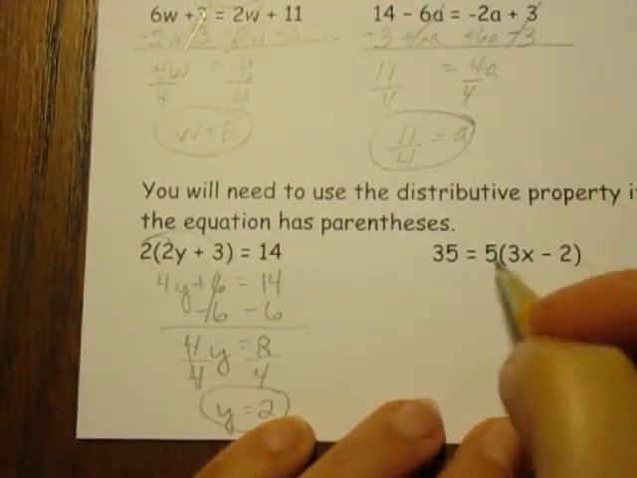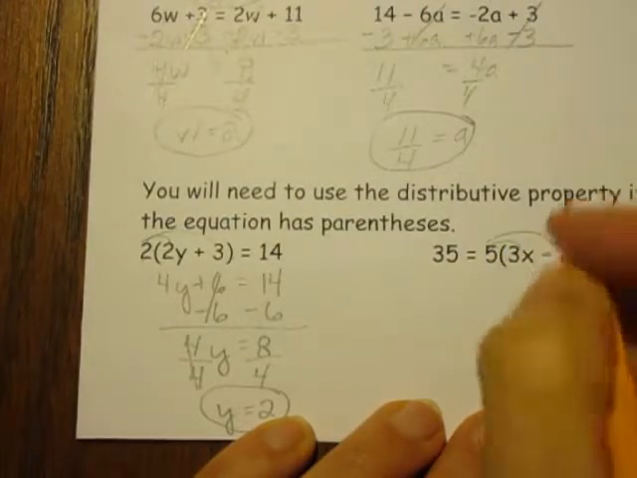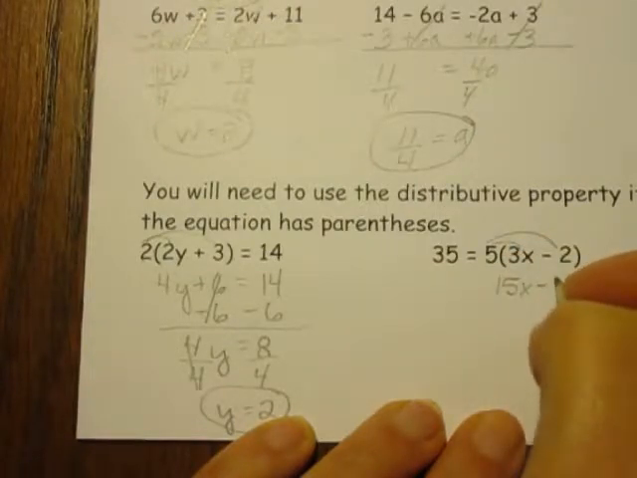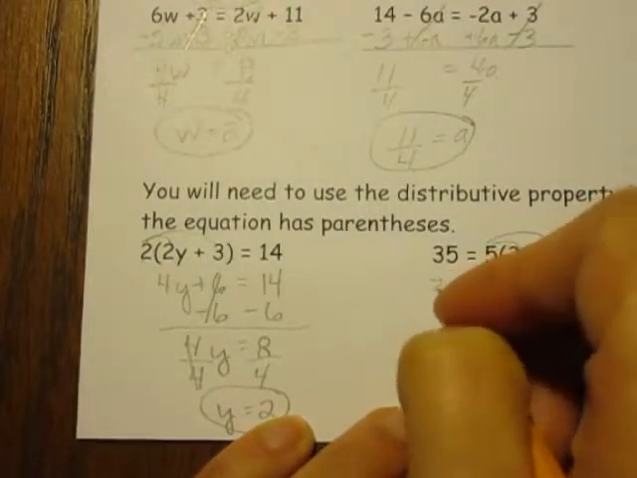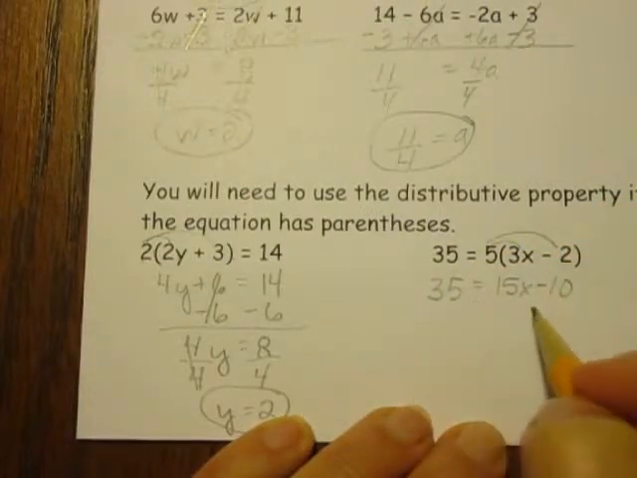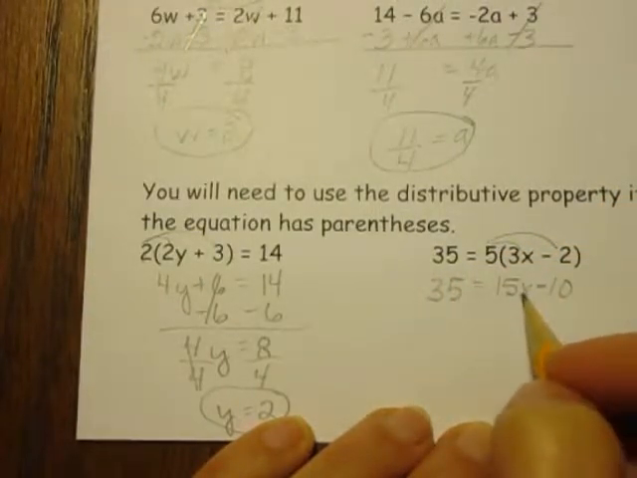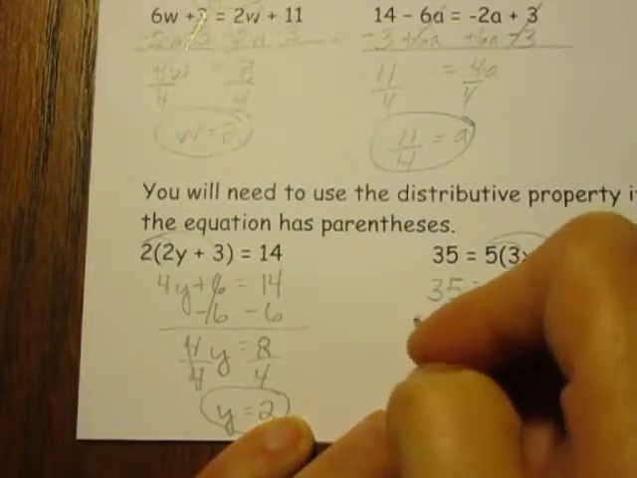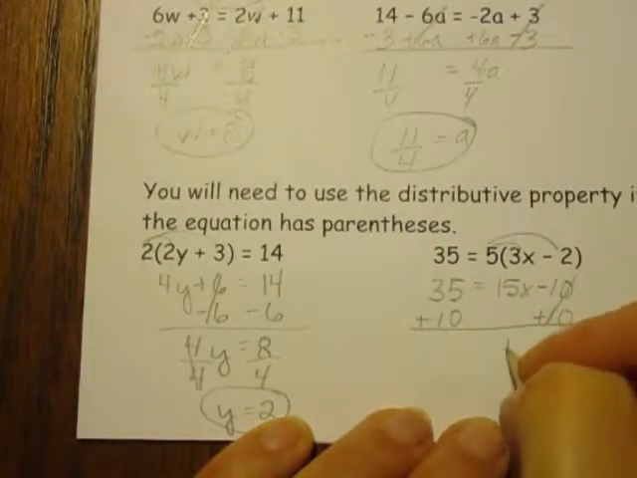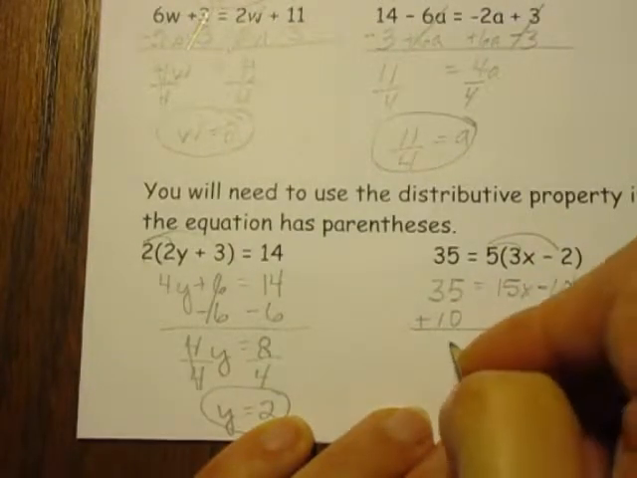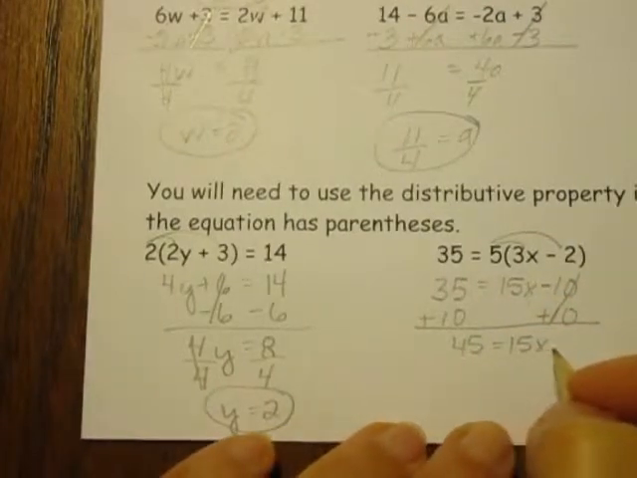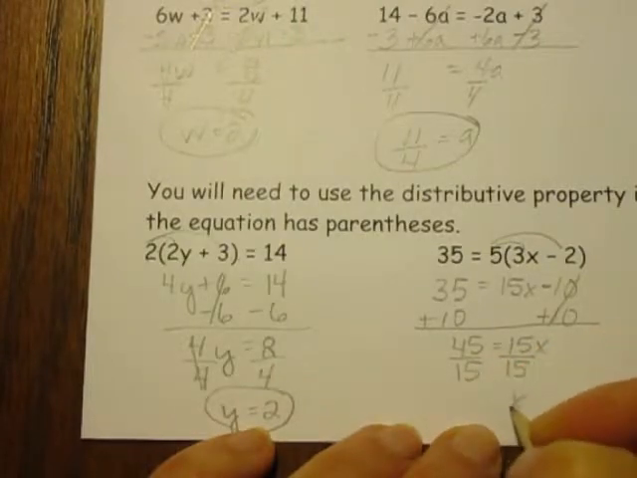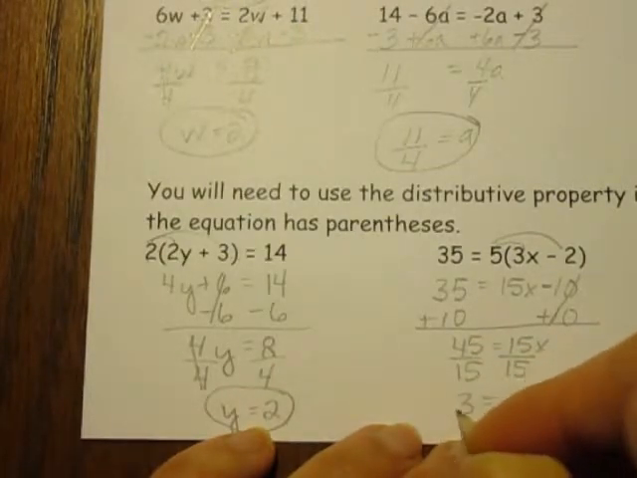Okay, and over here, again, I can distribute. So 5 times 3x is going to give me 15x. 5 times negative 2 is going to give me negative 10. Bring down my 35. I could go ahead and try to isolate the variable x over here. So I'm going to add 10 to each side. So I'll have 15x is equal to 45. And then I'm trying to get x by itself, so I'm going to divide each side by 15. And that would give me x is equal to 3.